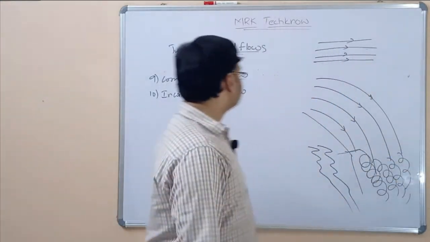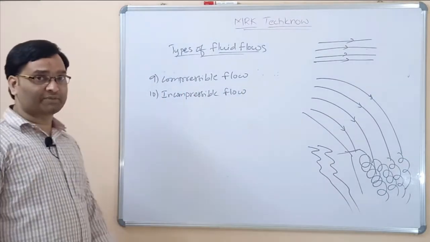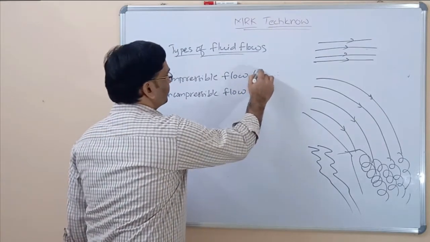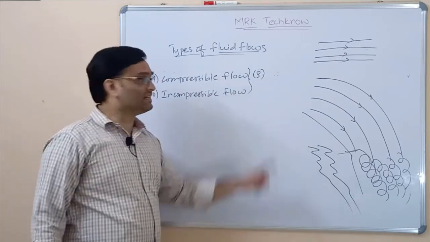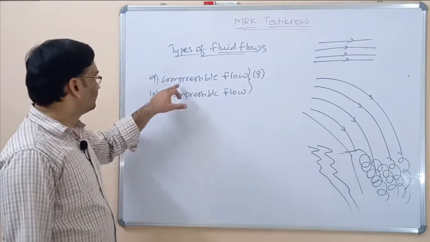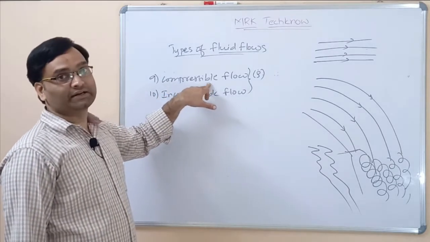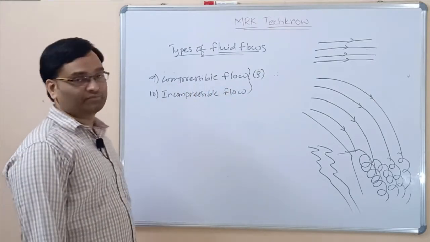Directly we are not dealing with the compressibility factor, which is 1 by k, so we are indirectly dealing with density. For this category of flows, density is the major property. So if density changes are very highly dominant in a fluid flow, such a fluid flow is called compressible flow.